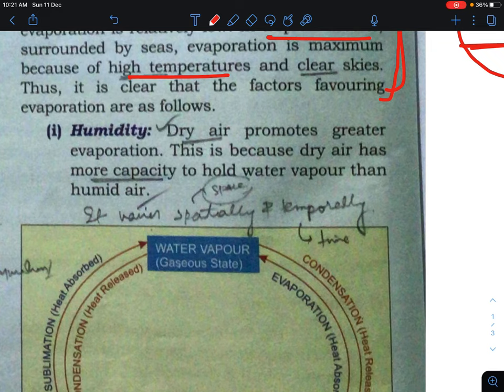Why? Because if you talk about dry air, the intermolecular space between the molecules present in the dry air is greater. So if the space between the molecules is greater, it has more capacity to absorb or to hold water vapor. It has more capacity to hold water vapor than the humid air. Dry air has more capacity to hold water than the humid air.